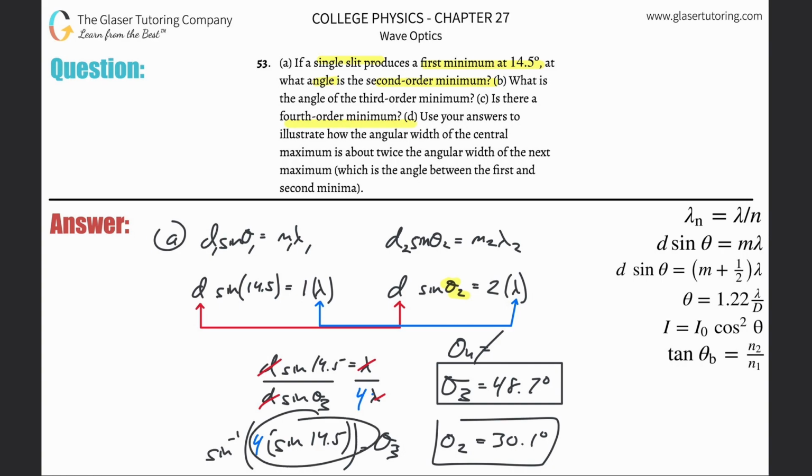You could also multiply this on the inside: 4 times the sine of 14.5. And you realize that that is 1.0015. Inside of an inverse sine, it cannot be larger than 1. That's going back to unit circle stuff.